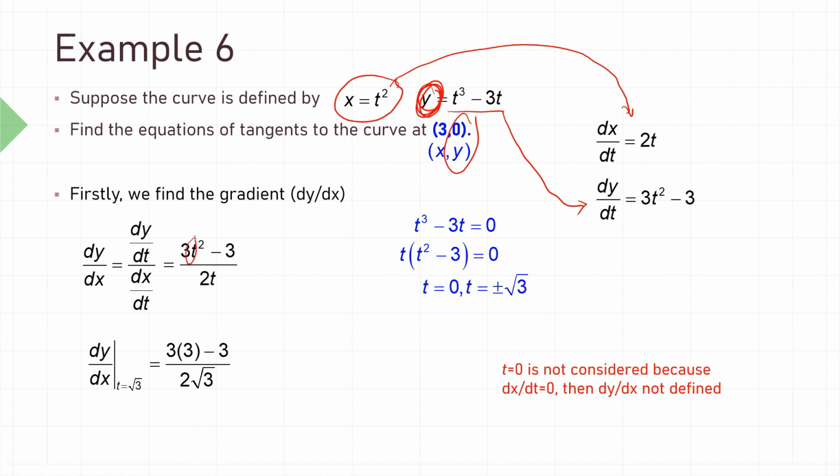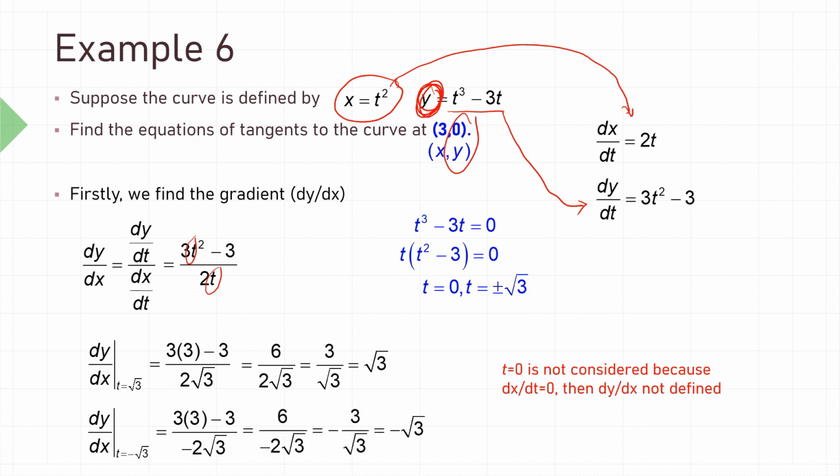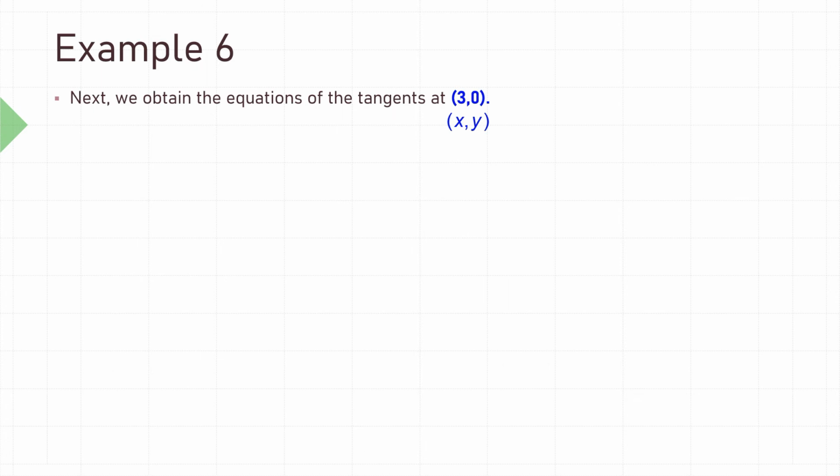with root 3. So we simplify and we get root 3 as the answer, is the gradient, right? Another one is we have to find dy over dx at t equal to negative root 3. So we substitute the value of t with negative root 3 and we get this value. Now, right, we already obtained the gradient of the tangent.